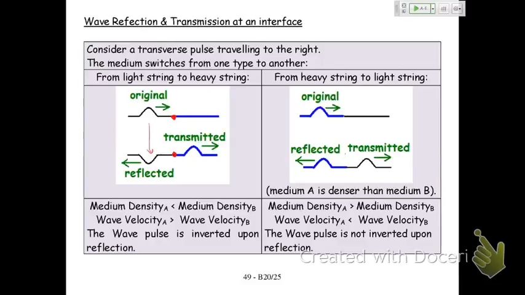But if I'm going from something heavy to something light, then you do get reflection, but it's not inverted, because it's almost like this is a loose end. The light end can respond very quickly because it's a light string. And the analogy would be glass, an optical system with changing refractive indexes, or it might be wire with different resistivities. So those are the electrical and the other analogies.